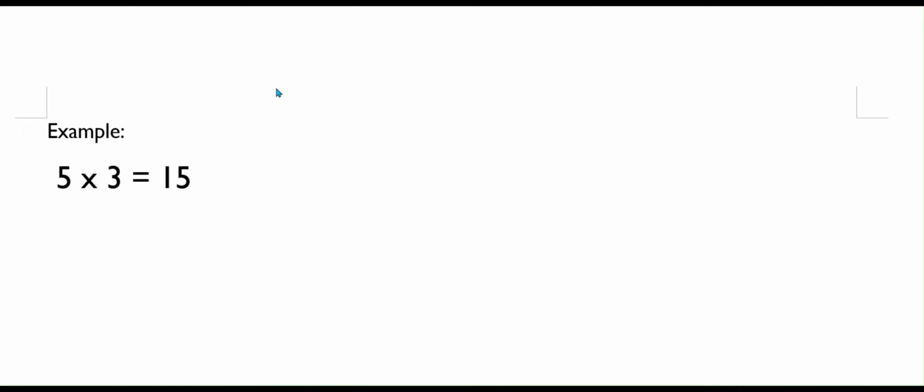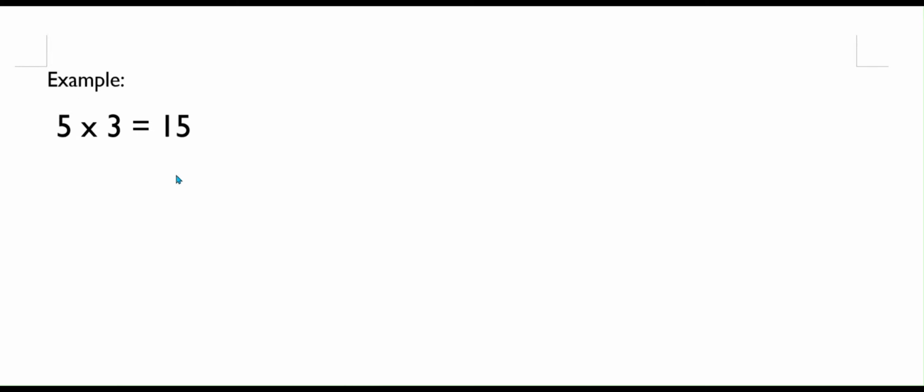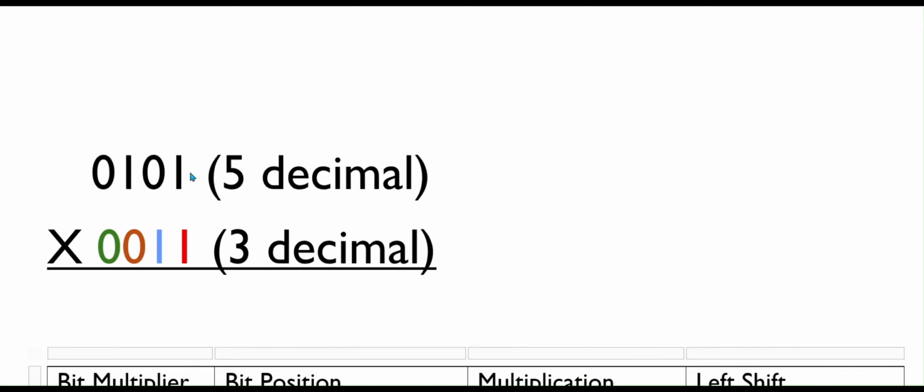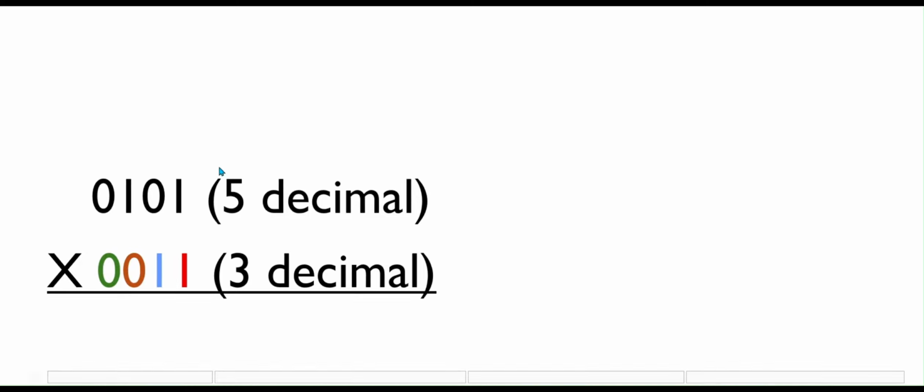Hello everyone. In this video, we are going to do some multiplications and also know how the computer does it. So literally, we know that 5 times 3 gives us 15, just as shown here. The computer does its multiplication like this. What it does is it first converts the decimals into binary. So this is for 5 and this is for 3.